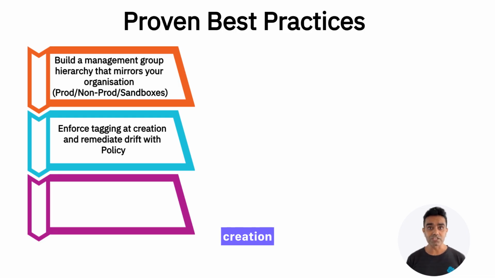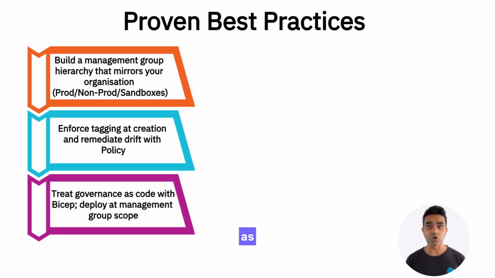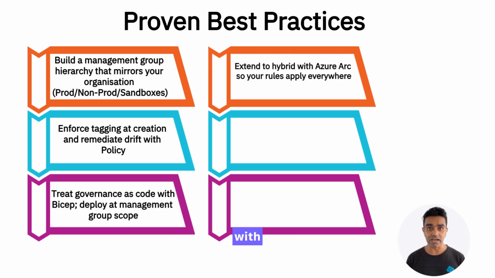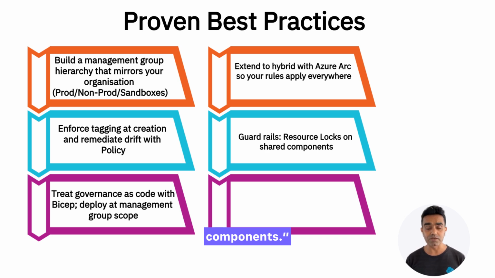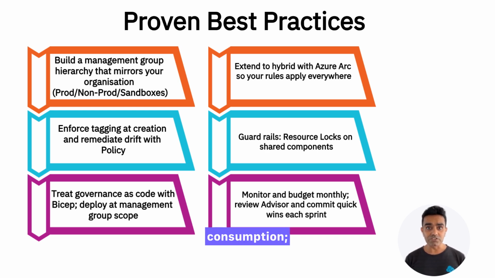Enforce tagging at creation and remediate drift with policy. Treat governance as code with Bicep. Deploy at management group scope. Extend to hybrid with Azure Arc so your rules apply everywhere, like hybrid or multi-cloud. Apply necessary guardrails like resource locks on shared components. Monitor and budget monthly consumption. Review Advisor from time to time and commit quick wins each sprint to save maximum.